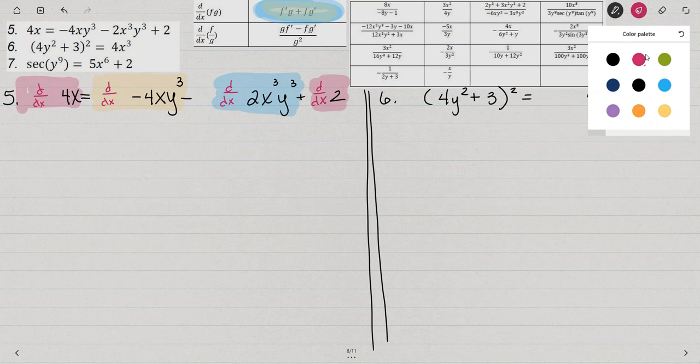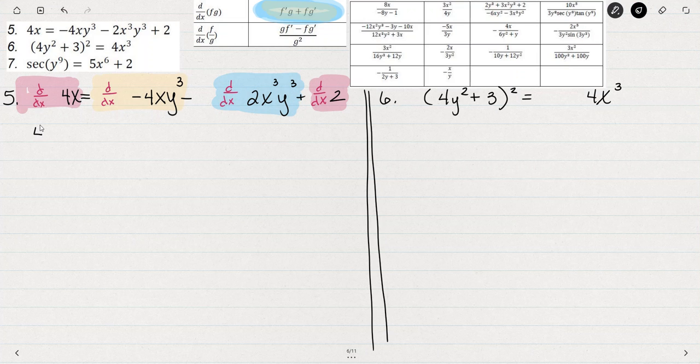So this easy one, the derivative with respect to x of 4x is just 4. And when I get to this negative 4xy cubed, I'm going to pull out that negative 4 and then say times the derivative of xy cubed. So notice how I'm going to be writing this: 4 equals negative 4 times.